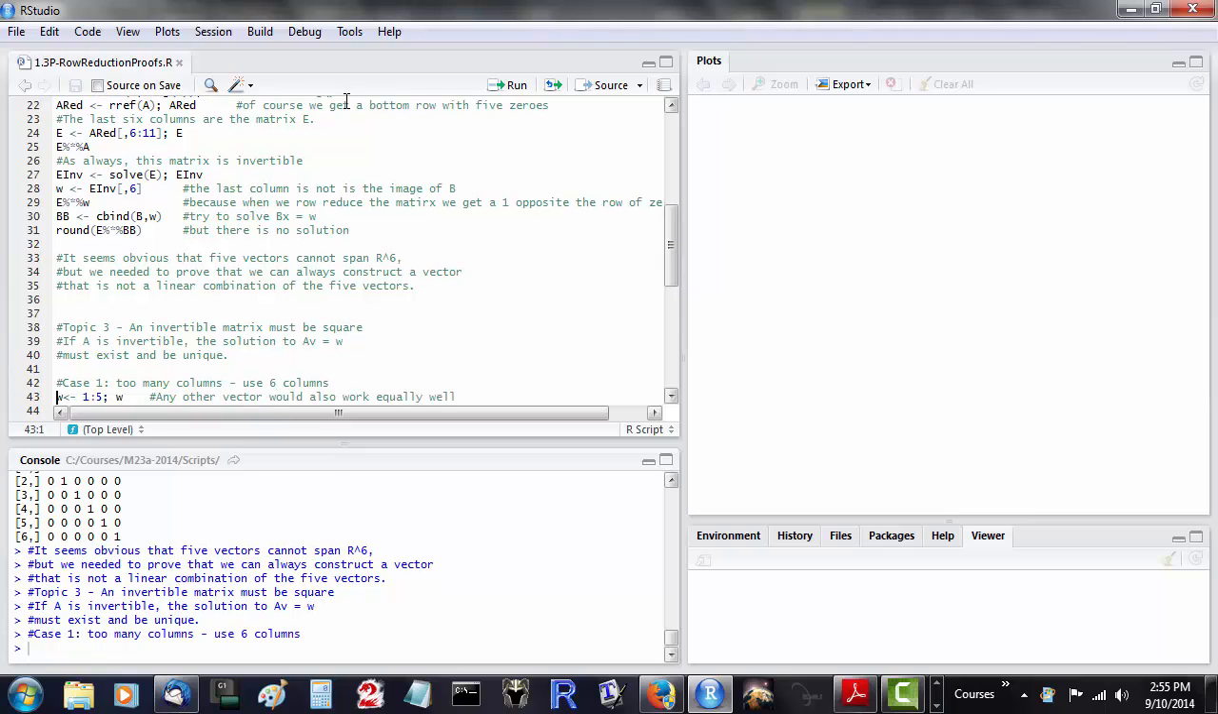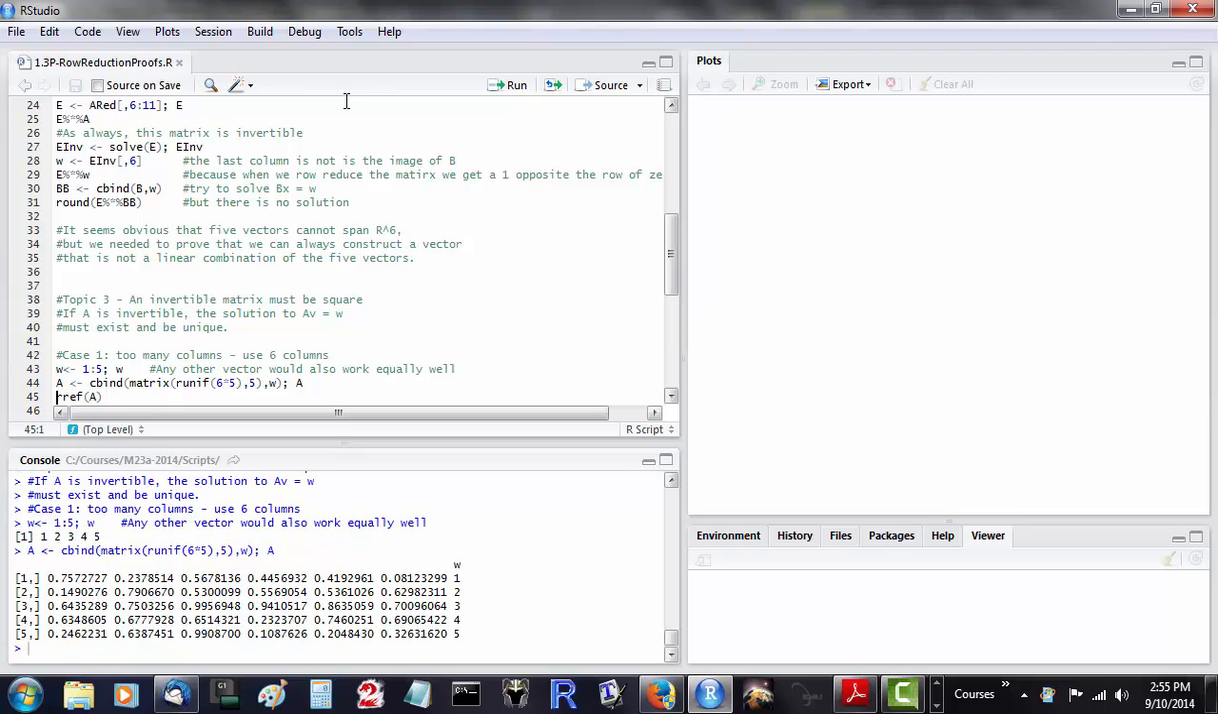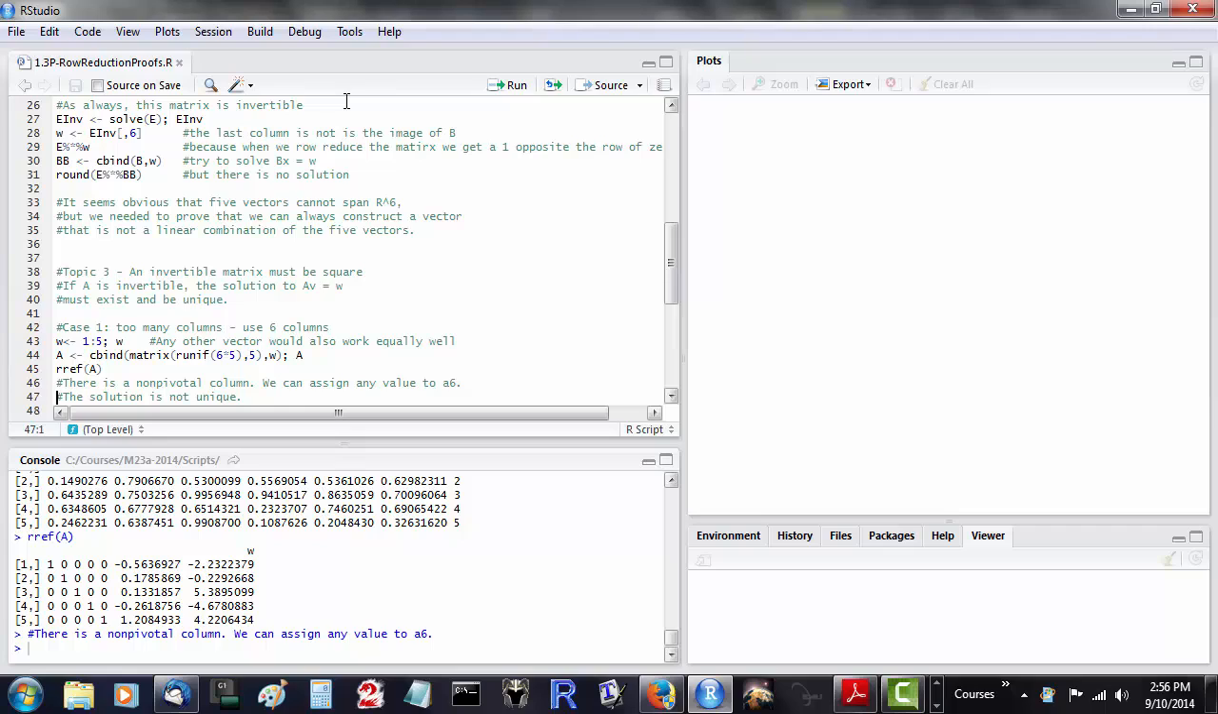Suppose we had too many columns. So I've now set up a matrix that has 6 columns, and I put some arbitrary W on the right. I row reduce, I look at this, and I discover to my dismay that the 6th column is non-pivotal. That means I can assign any value that I want to the 6th component of the vector V. That means my solution is not unique.